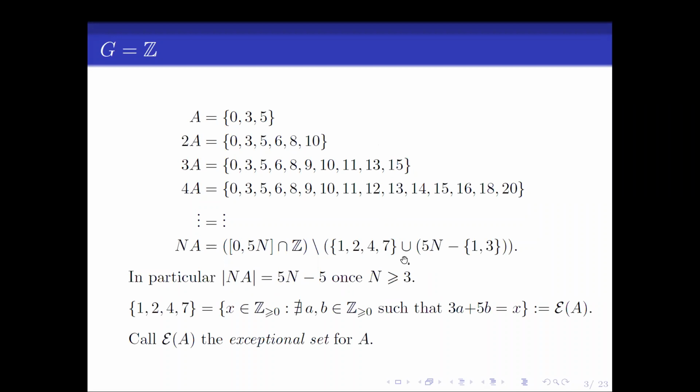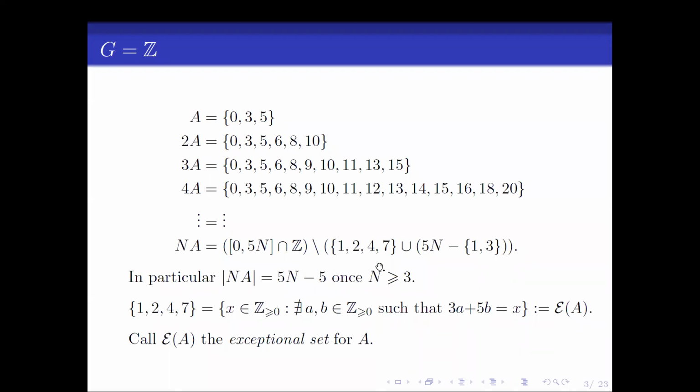Okay, so what's going on with the set {1, 2, 4, 7}? Well, it's not terribly deep. These are the elements that can't be represented as any non-negative integer sum of elements of the set A, namely 3 and 5. You can't represent 4 no matter how many copies of 3 and 5 you pick, so therefore you're never going to represent it by at most n copies of 3 and 5. That's why you never get 1, 2, 4, or 7.